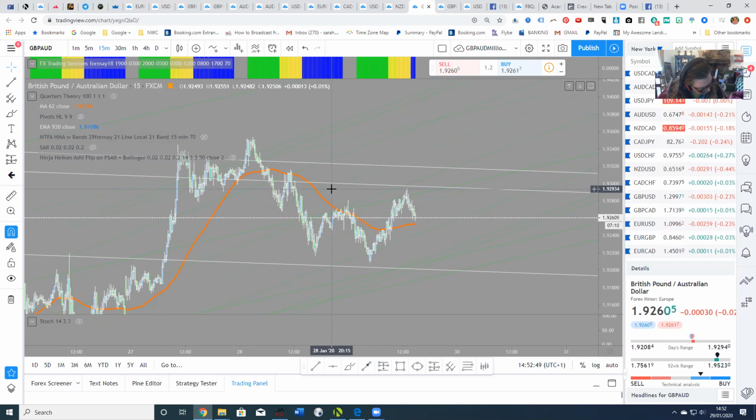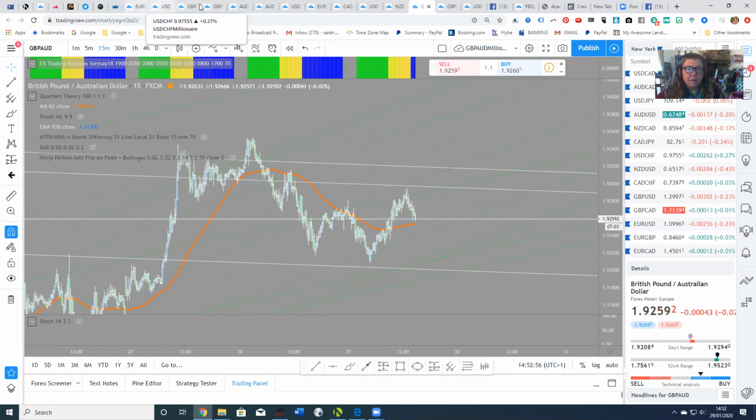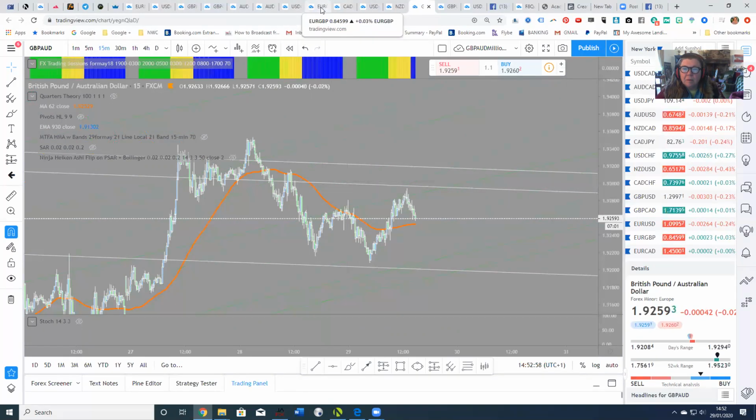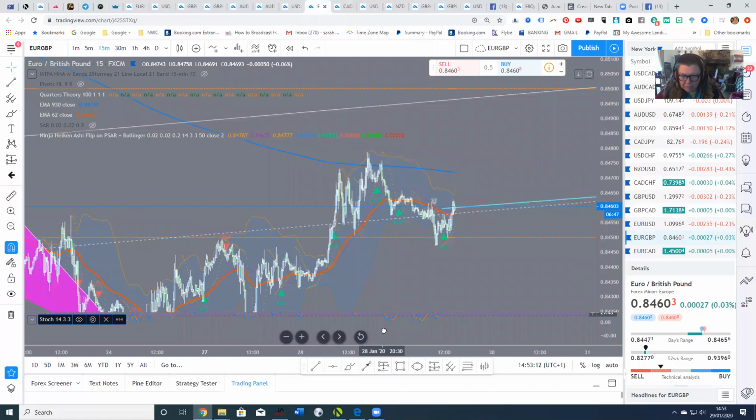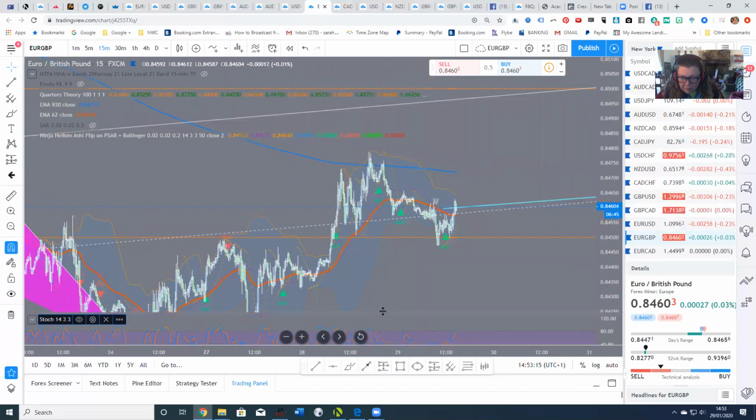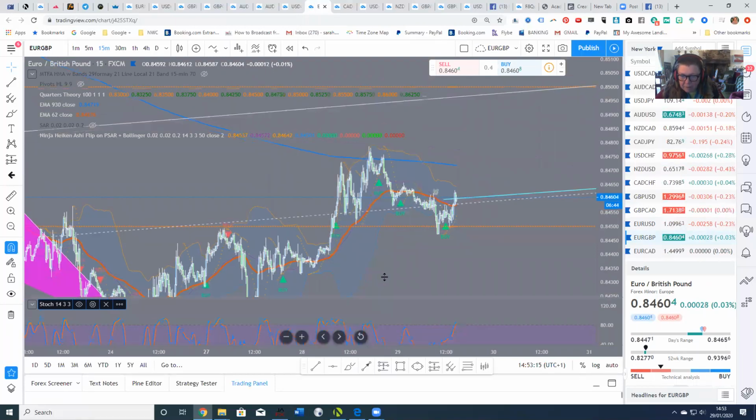Euro GBP is very slow moving, and I've been looking at this for quite a while. And just have a look at that one. So you can see it is now moving up, and we have got it as a buy. I think I set this one up so you could have a look at that. And let's pull up our stochastics so we can see it properly.